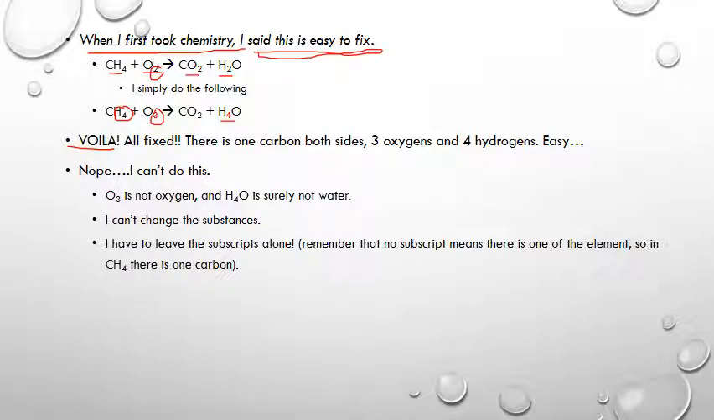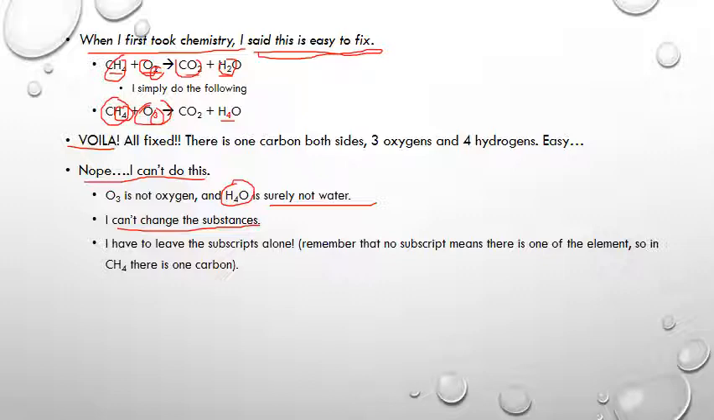Okay, no, you can't do that, because O3 is not O2, oxygen, and H4O is surely not water. I can't change the substances. I can't change them once I put them in the equation. It has to be CH4, O2, CO2, and H2O. Okay, I have to leave the subscripts alone.